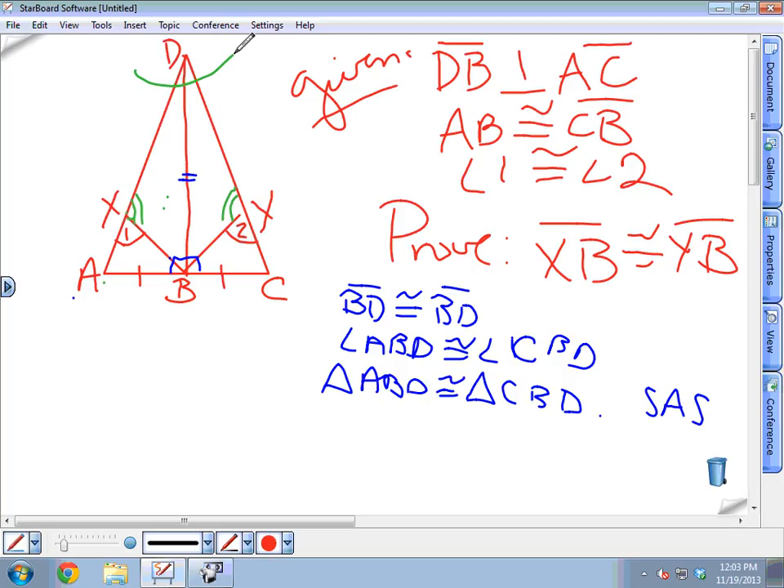We want to... you're going to prove that these are congruent. So 1 and 2 are congruent. A, B, D.